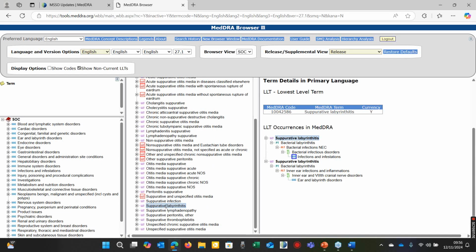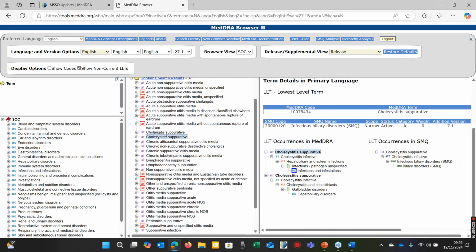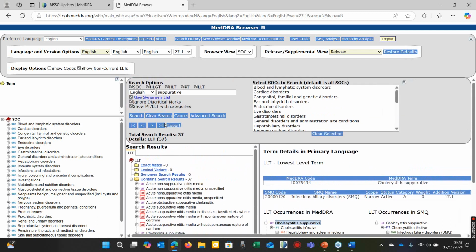Sometimes the placement of suppurative terms in MedDRA, as we see here with labyrinthitis, is under bacterial infections, not elsewhere classified HLT. So you can't make any assumption that it is the same with lymphadenopathy. It's considered to be bacterial. So suppurative again means pus forming. It's bacterial in some cases in MedDRA, in some cases in Dorland's. Cholecystitis is not, though. You see, just pathogen unspecified, pus formation, but there's no placement based on bacterial. So anyway, that's not what we've got reported.